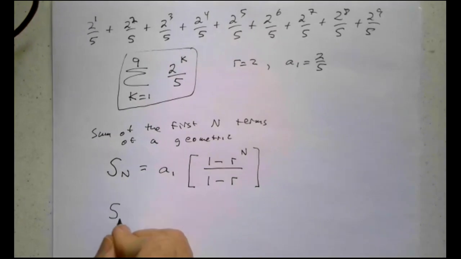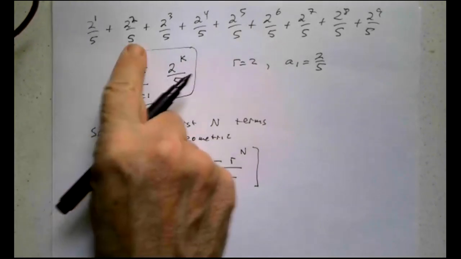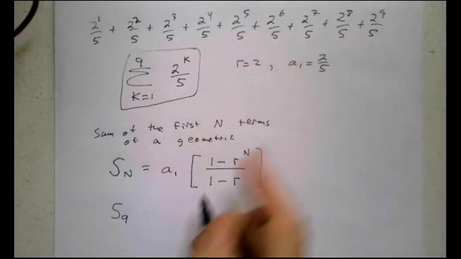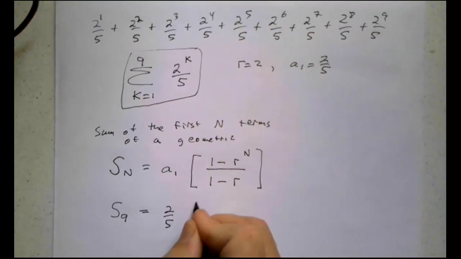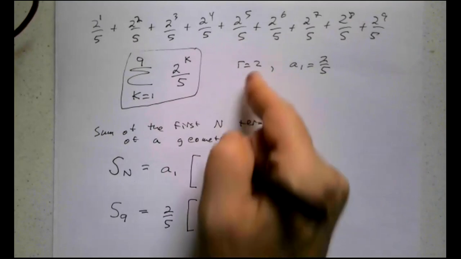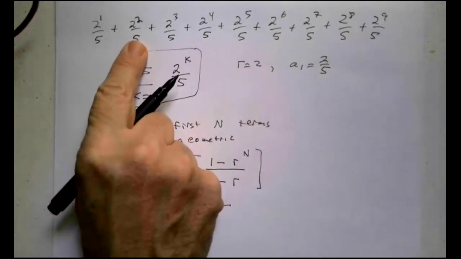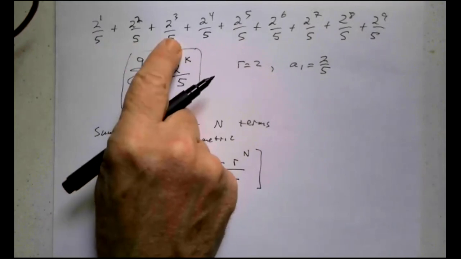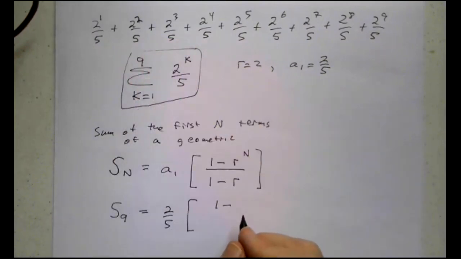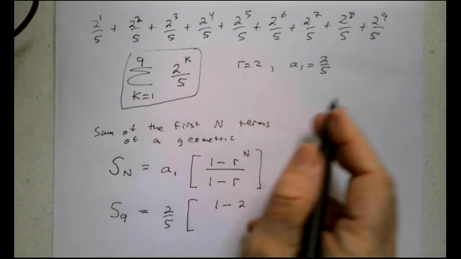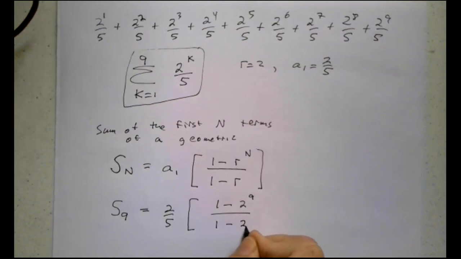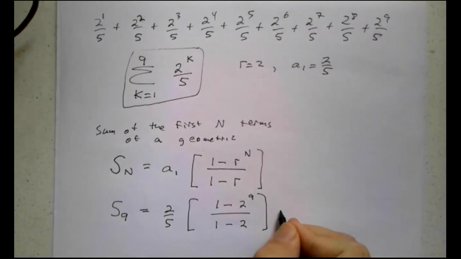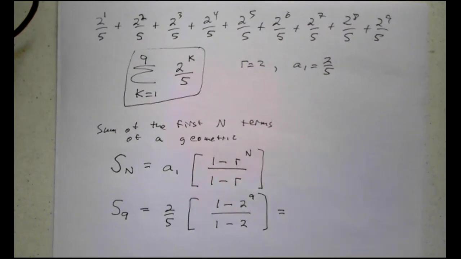So what do we get? S sub n, in our example, S sub 9, we want the sum of the first 9 terms, 1, 2, 3, 4, 5, 6, 7, 8, 9, 9 terms. The sum of the first 9 terms is the first term. We said the first term was 2/5, times 1 minus r, our common ratio is 2. To get from 2/5 to 4/5, we multiply by 2. From 2 squared to 2 cubed, multiply by 2. 5 stays the same. So common ratio is 2. Our number here of interest is 9, over 1 minus 2. So kind of a strange looking formula, but let's jump to the graphing calculator and see how we're going to do this.